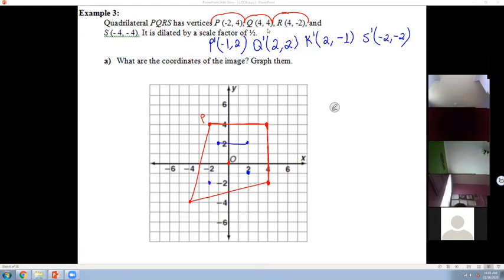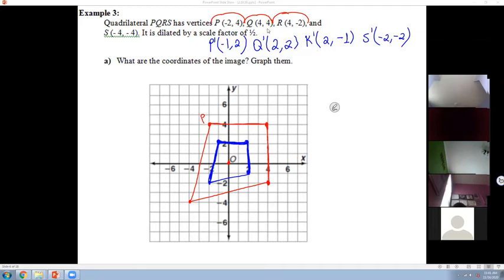Let me see. Wow. You see that? You see that, guys? It got smaller.